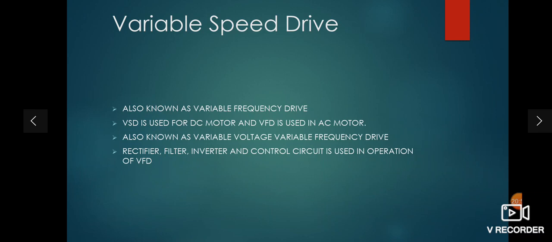Now speed N is equal to 120 F by P, meaning speed is directly proportional to the frequency. If you change the frequency, your speed changes, and if your speed changes according to the change in load, then there may be a chance of conserving energy in the AC motor.